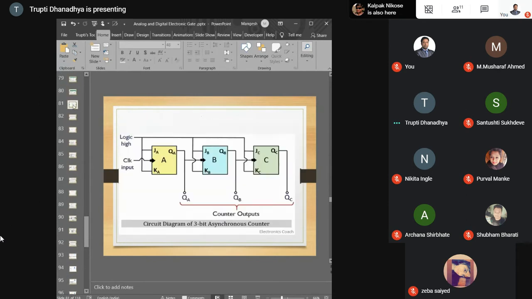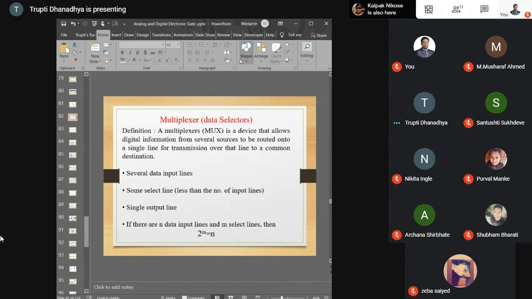The last time we covered the 3-bit asynchronous counter. Now, the multiplexer. A multiplexer is a data selector because in a multiplexer there are a number of inputs and only one output. The definition of a multiplexer is this: it is a device that allows digital information from several sources to be routed into a single line for transmission over that line to a common destination.